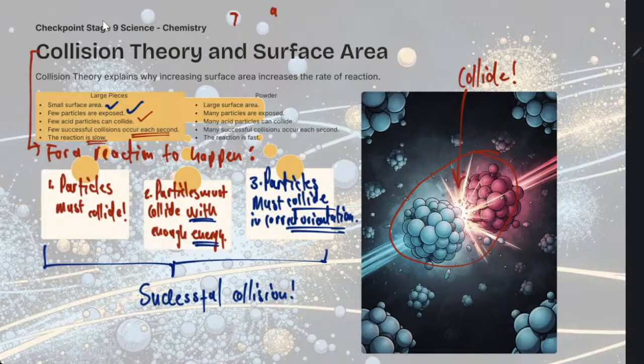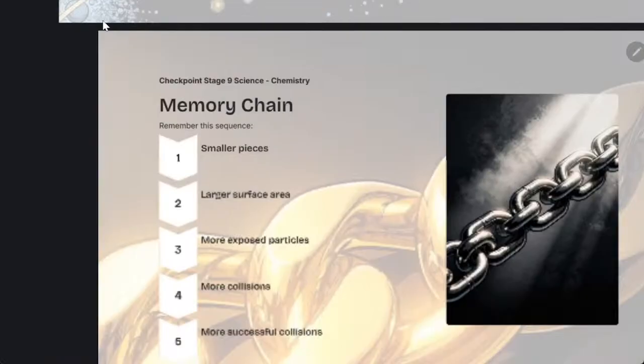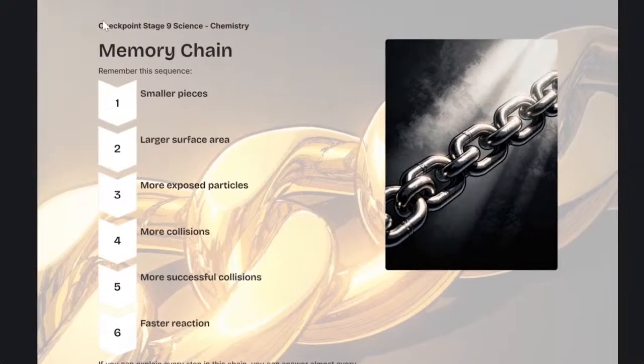But powder gives us a large surface area, which means many more particles are exposed and can collide. Yes. The rate of reaction is now increased. Your reaction will be fast, because you have more collisions and more successful collisions. So here, smaller pieces, larger surface area. When you have smaller pieces, you will have a larger surface area, you have more exposed particles. You have more collisions, which means you have more successful collisions and a faster rate of reaction.